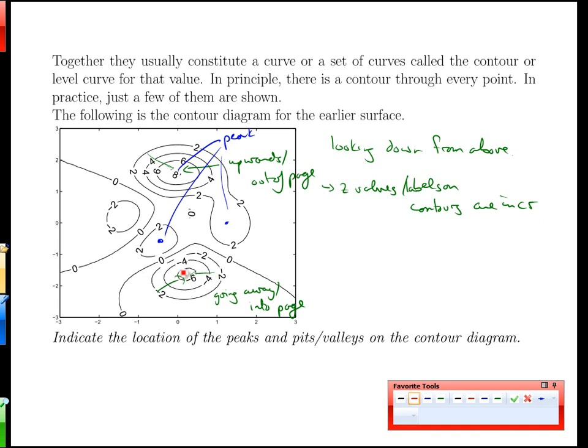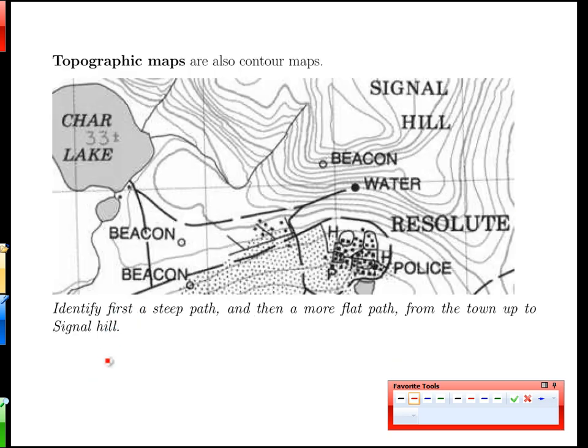Meanwhile, going down this way, we have a valley, or a pit, it's sometimes called, and another one over here. That would be another valley, 0 down to -1, and inside there somewhere is going to be a minimum of the surface, or a little bottom well in the surface.